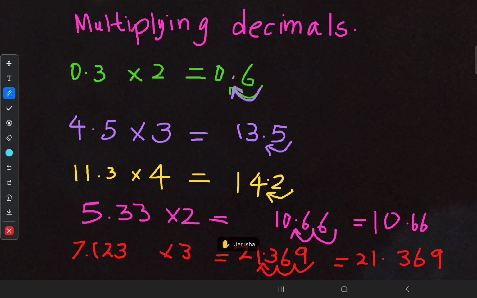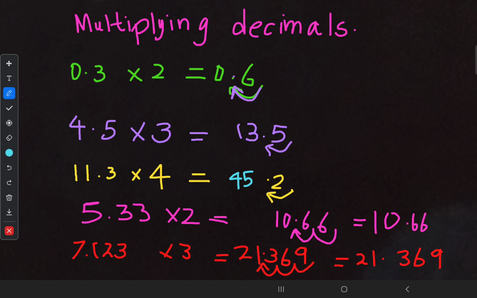Likewise, for our next question, 5.33 multiplied with 2. Look at this example. Just multiply 533 times 2. That will give you 1066. How many digits after the decimal point? 2 digits. So from its last, you have to place your decimal 2 digits before. So your final answer should be 10.66.